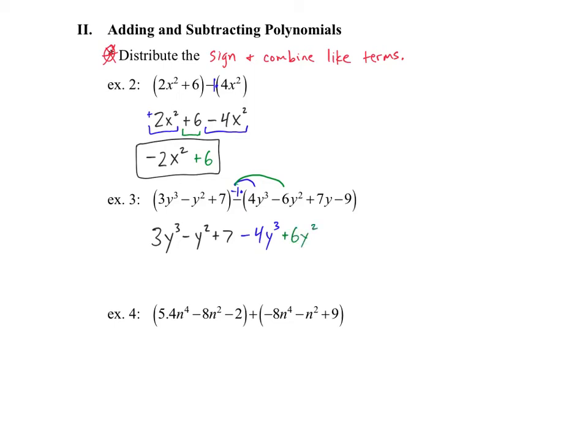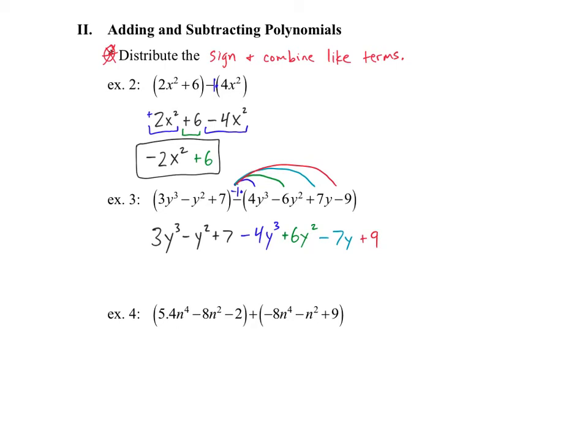And then I have my -1 times a positive 7y. That's going to make it a minus 7y. And then last but not least, I have my -1 times my -9, makes it a plus 9. And now it's real similar to example 1. We just go through and we combine like terms.